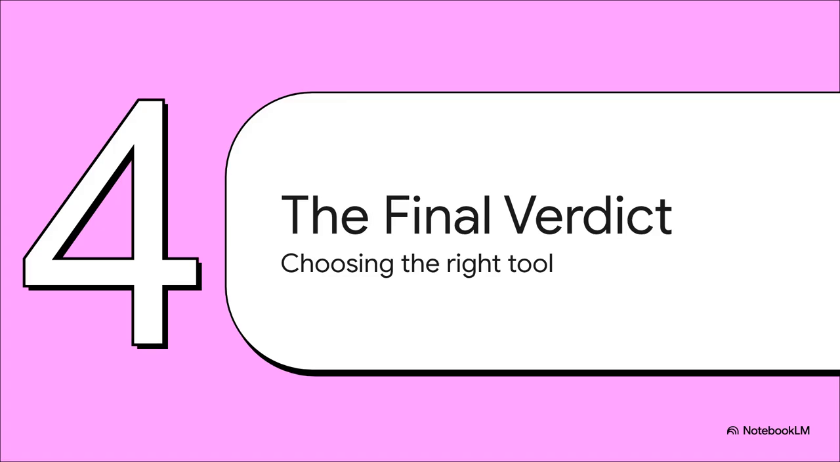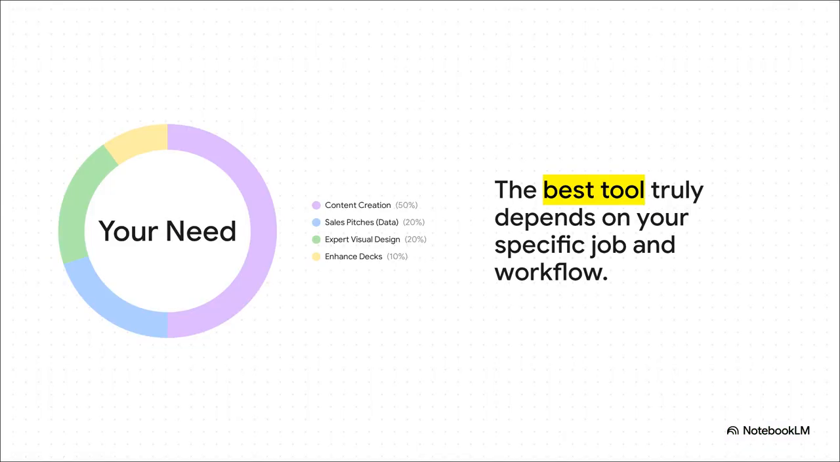Okay, we have covered a ton of ground. We've defined the big problem, we've compared the top contenders, so now it's time to bring it all home. Let's get to the final verdict and figure out how you can choose the right tool for you. The big takeaway here is that the best tool really, truly depends on what you need to do. If your main goal, and for probably half of us this is it, is just seamless content creation inside a workflow you already know, then Twistly AI is looking like a really strong choice.